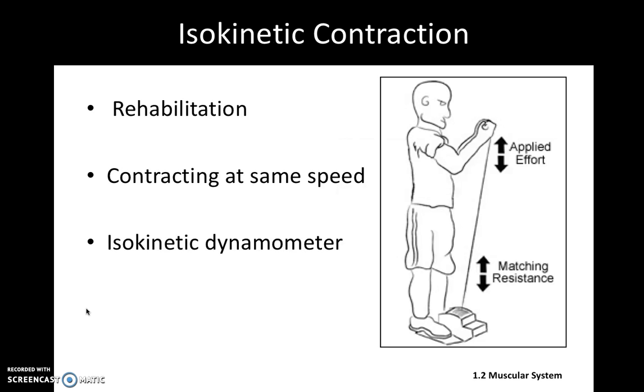Isokinetic contractions are not often used naturally. Instead, they are typically used as a form of rehabilitation by physiotherapists. An isokinetic contraction involves the muscle contracting at the same speed on both the upwards and downwards phase of the movement. This is achieved by using an isokinetic dynamometer, which counteracts the force being put on it by a person in order to maintain one consistent speed.